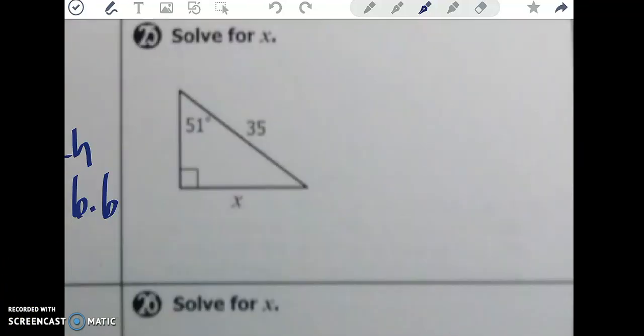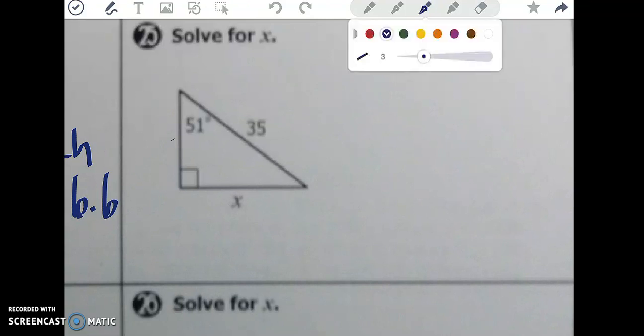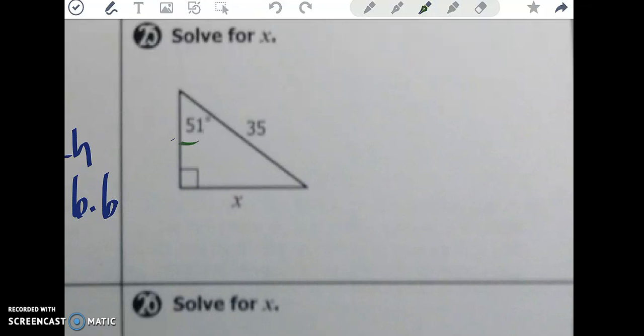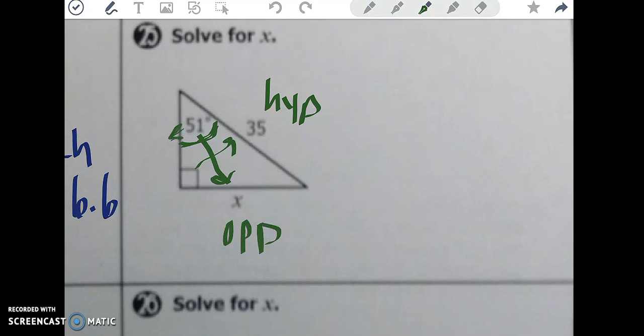Let's take a look at number 25. Location of the angle that we're dealing with is the 51. Okay. So let's locate everything. Directly from the 90 degrees is the hypotenuse. Directly across from the angle we're dealing with is the opposite. And the one that's right next to it is the adjacent. So with these three sides, we are looking for the opposite, and we have the hypotenuse.